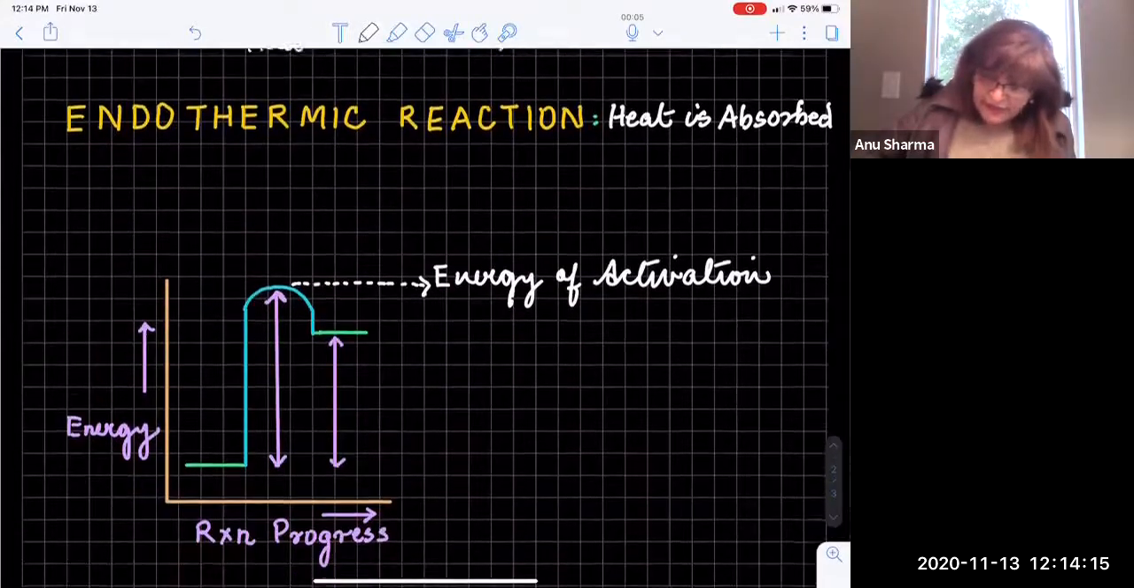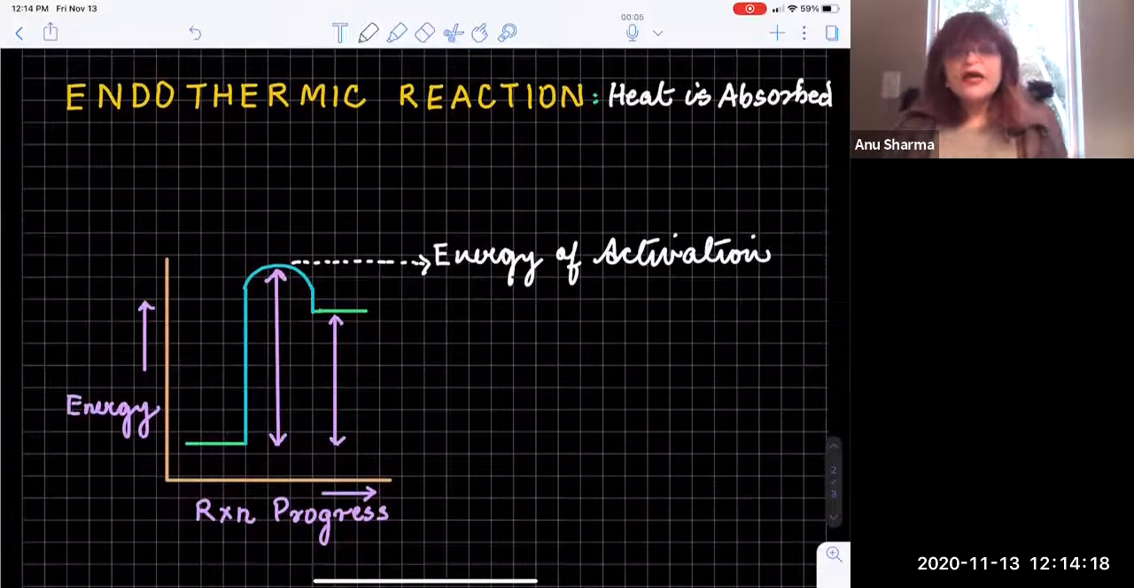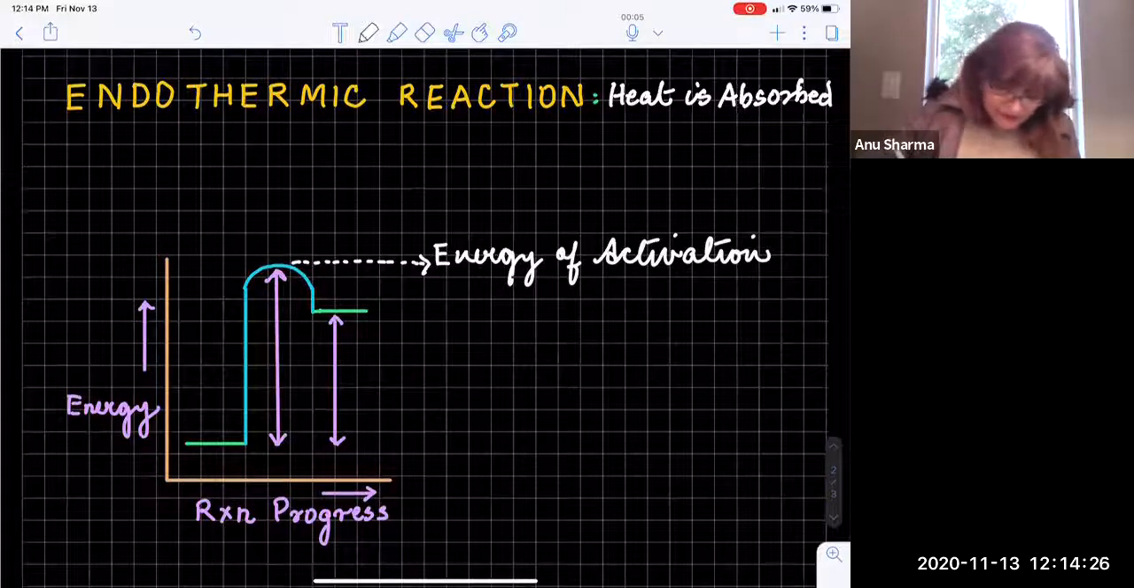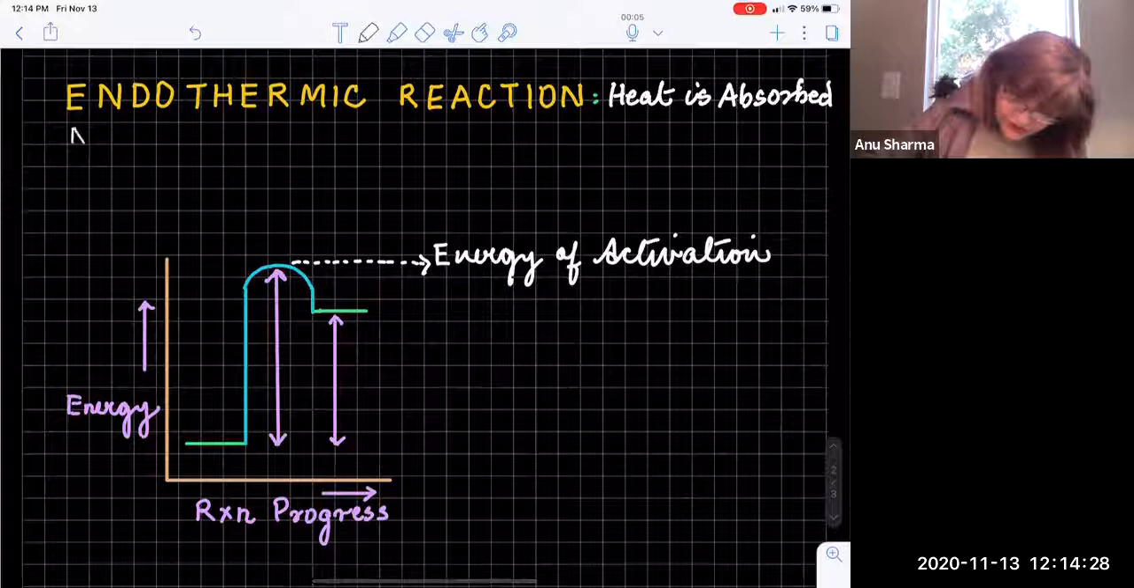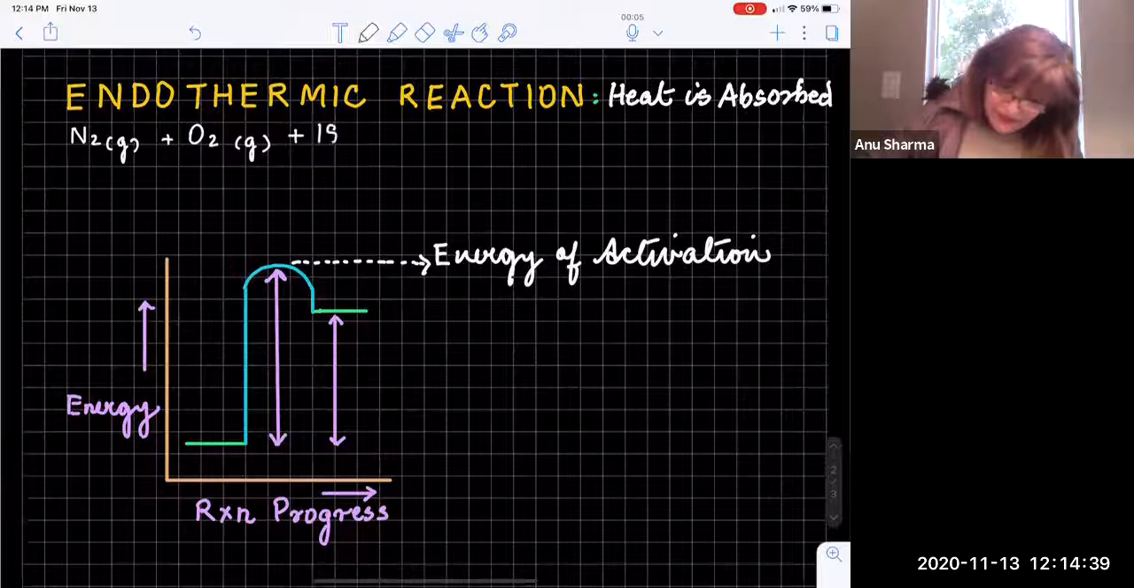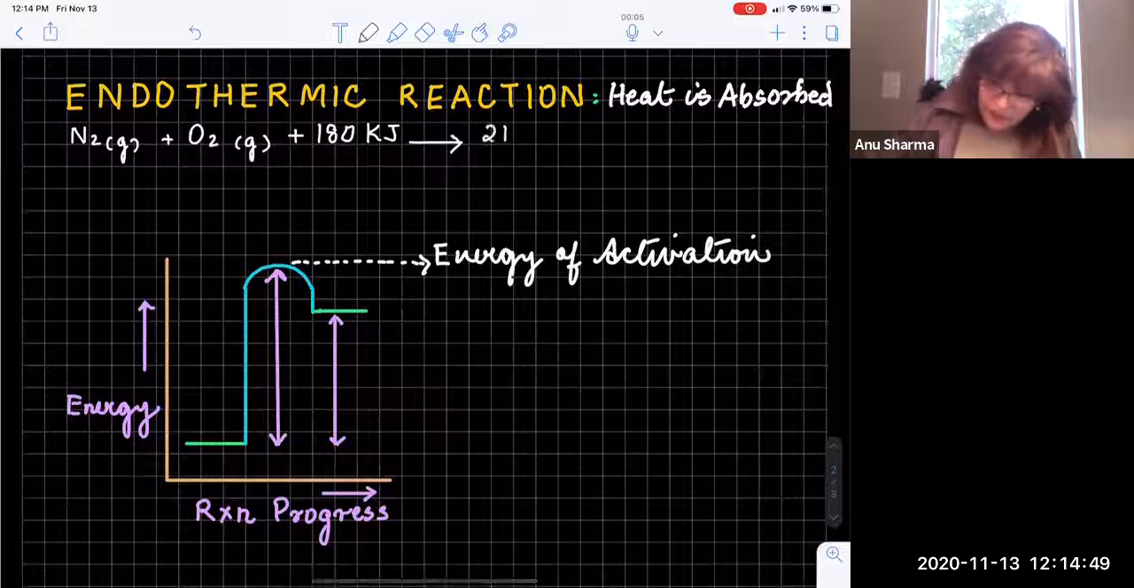Now let's look at an example of an endothermic reaction. In an endothermic reaction, the substances absorb heat. For example, here we have nitrogen as a gas reacting with oxygen as a gas. Here you will have to give some amount of heat to this reaction. In this case, 100 kilojoules of heat is being absorbed, and this gives you 2 moles of nitric oxide as a gas.